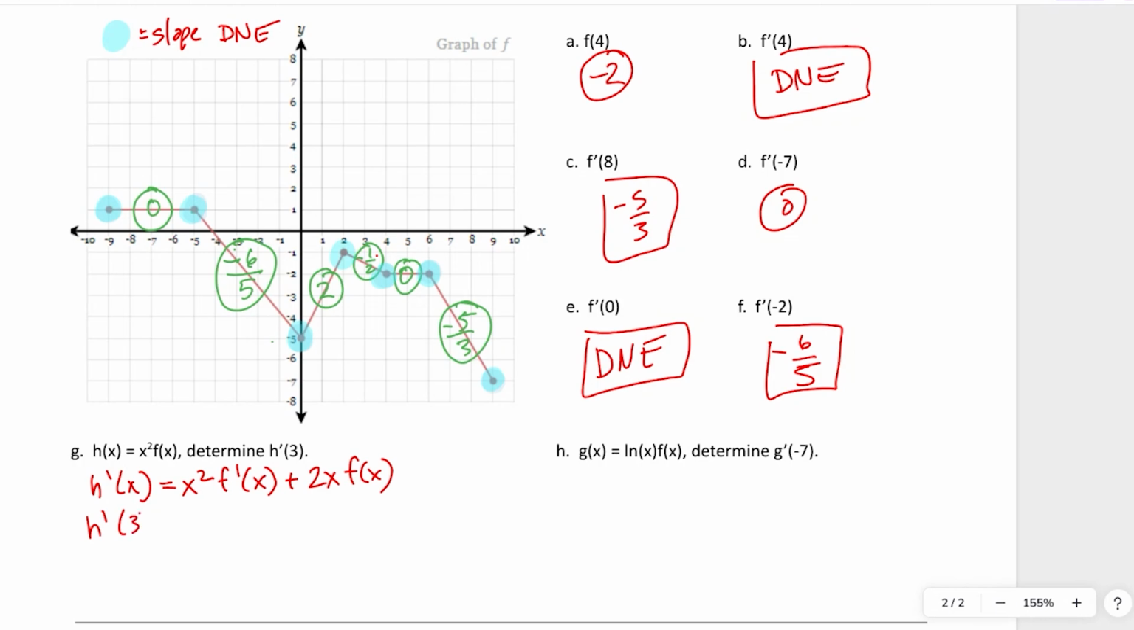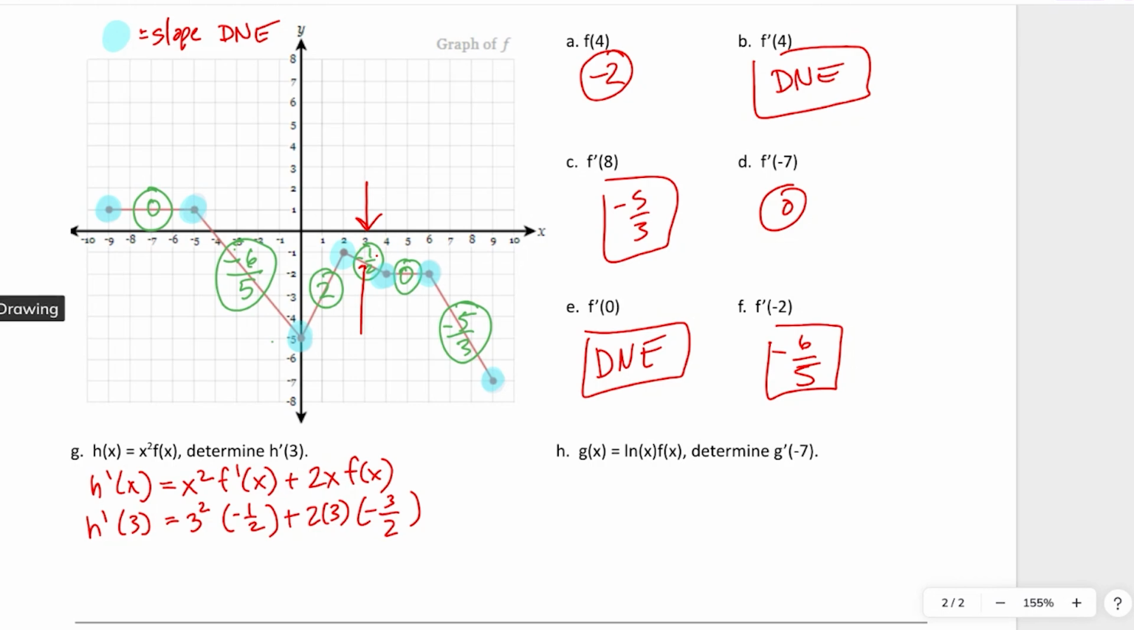So if I want h prime of 3, or the slope when x is 3, I'm going to get 3 squared times the slope when x is 3. So that's going to be over here. The slope is -1/2 plus 2 times 3 times the value of the function when x is 3. So I'm still looking where x is 3, and it appears as though it's like -1.5. Maybe I'll rewrite that since I don't want to mix fractions and decimals here. I'll write that as -3/2.